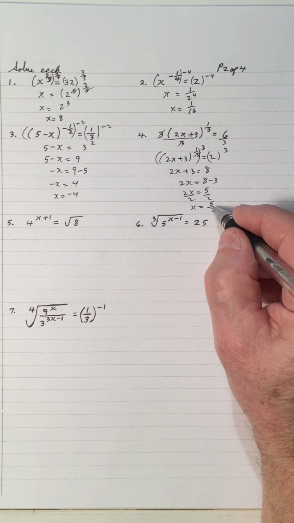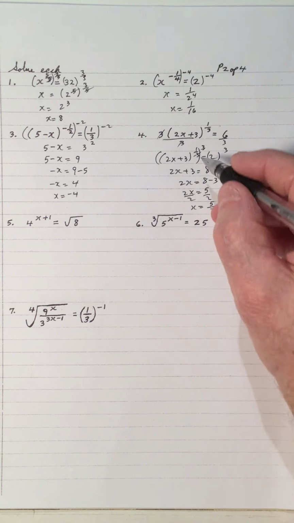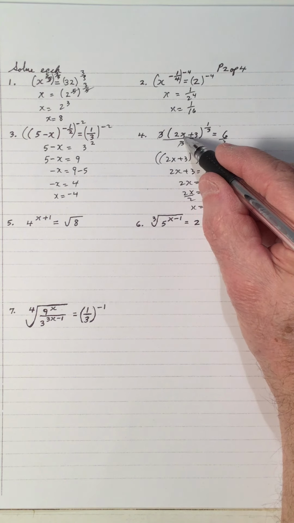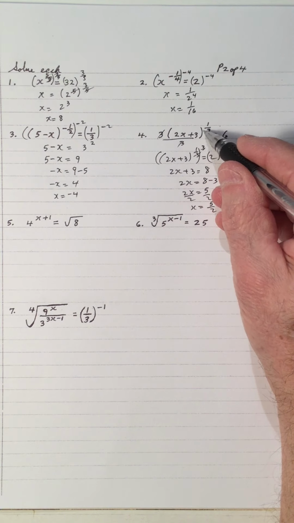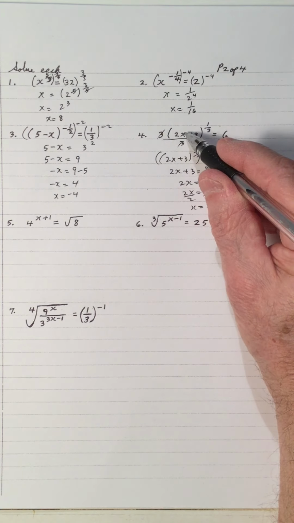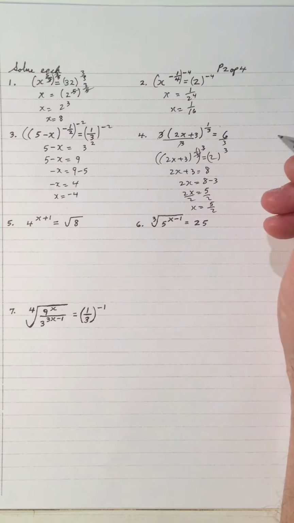And if you want to check it, you can say quickly, 2 times 5 over 2 is 5. 5 plus 3 is 8. The cube root of 8 is 2. 3 times 2 is 6. Works out.